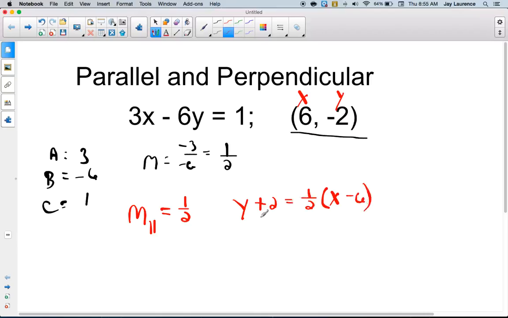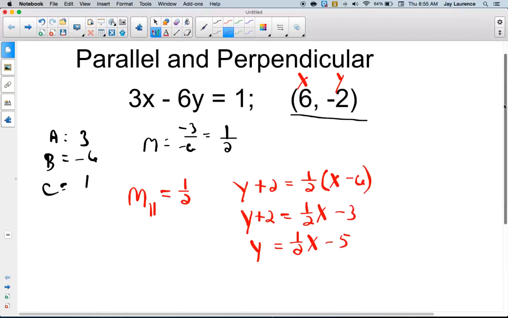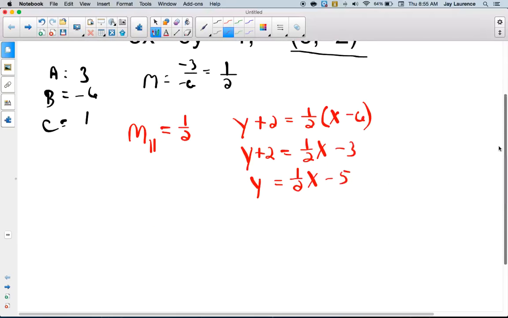And now I'm going to convert that to slope-intercept form. So the first thing I'll do is distribute. And so I will get 1/2 x minus 3. And then I'm going to get y equals 1/2 x minus 5 because I subtract 2 from each side. And there's the parallel equation. Okay? And it goes through the point 6, negative 2.